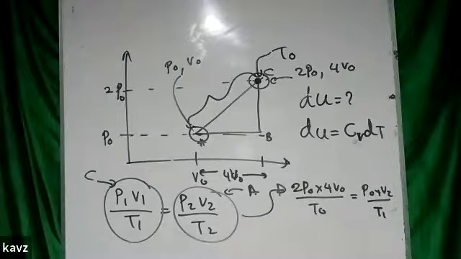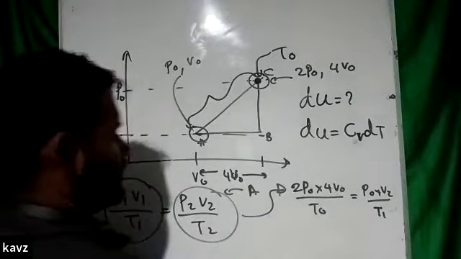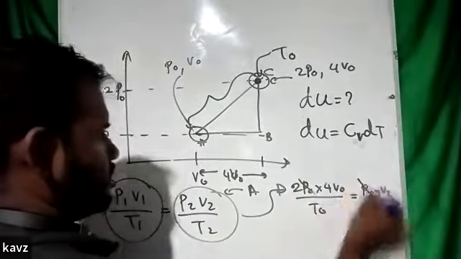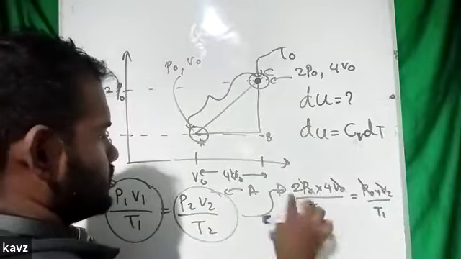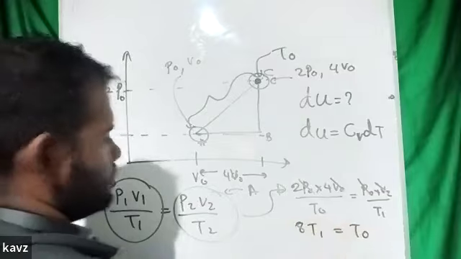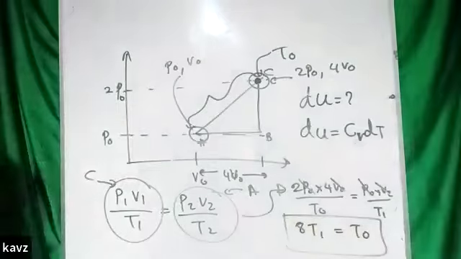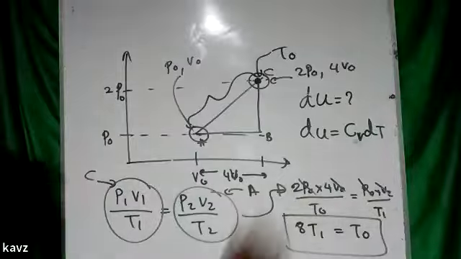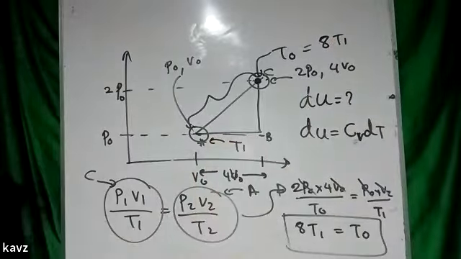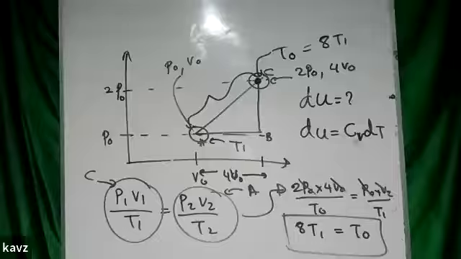Okay, and you have to find T1 in terms of T naught. Then it comes, P naught cancels with P naught, V naught with V naught. The multiple is 8. 8 T1 equals T naught. Okay, so I write this as 8 T1 and this as T1, then it will be easy to substitute in the equation. I think you had better use the product of this one.